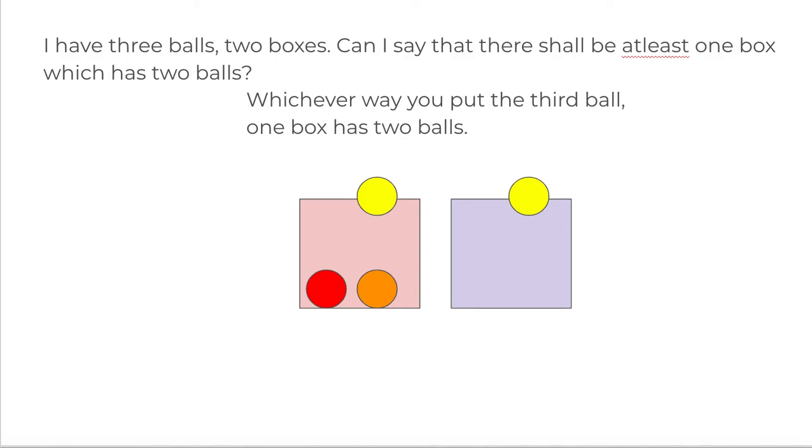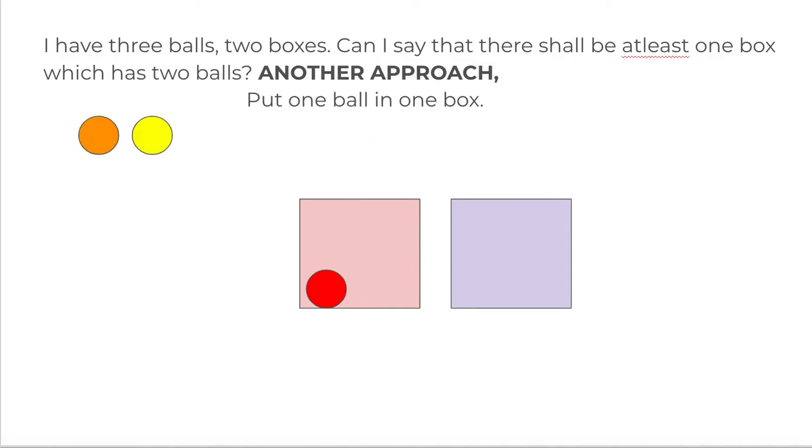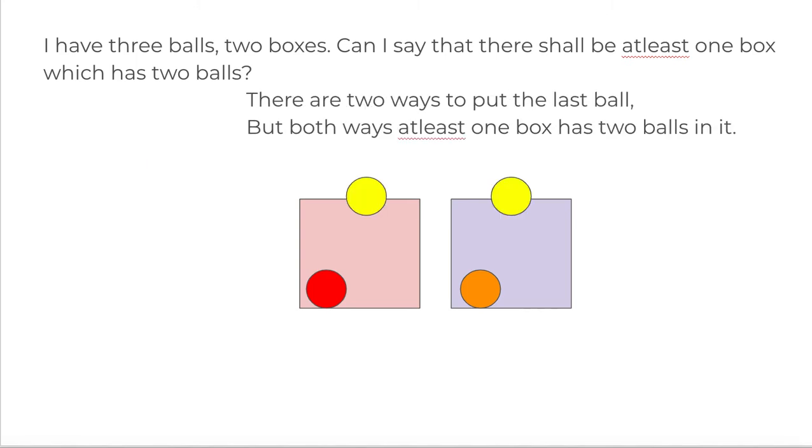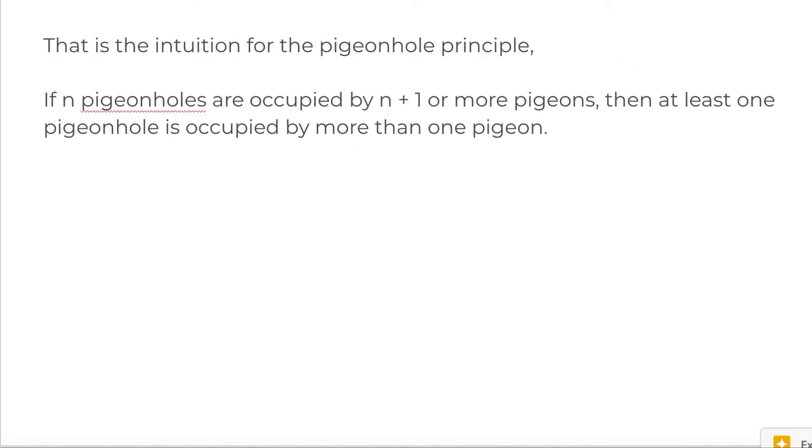The other approach would be that the first ball is placed in the first box and the second ball is placed in the other box. So I have 2 boxes with 1 ball each in them. Now I place the third ball in either one of them, and I will have at least one box which has 2 balls in it. So did you see something? If I had 3 balls, no matter whichever way I placed them, there will always be at least one box with 2 balls in it. So that was the intuition for the pigeonhole principle.